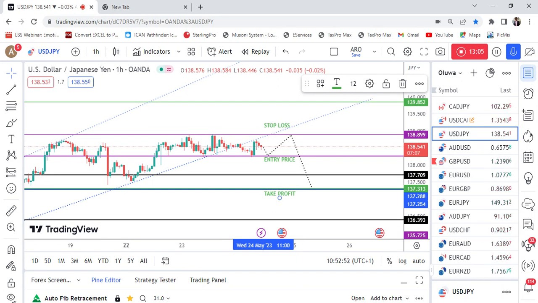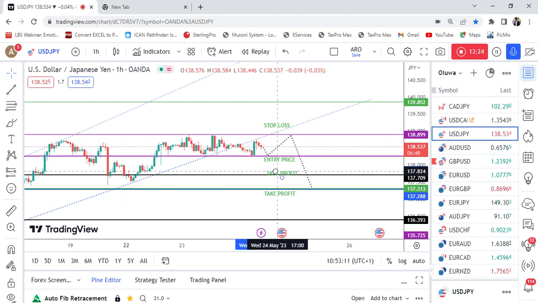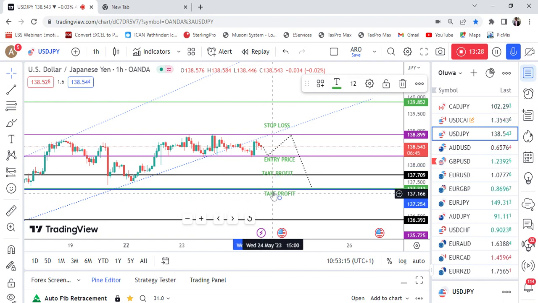That is the area at which we take our profit. So this is the first take profit. There is a first take profit here. Let me copy and paste this. So this is our take profit one. Then the second take profit is here.